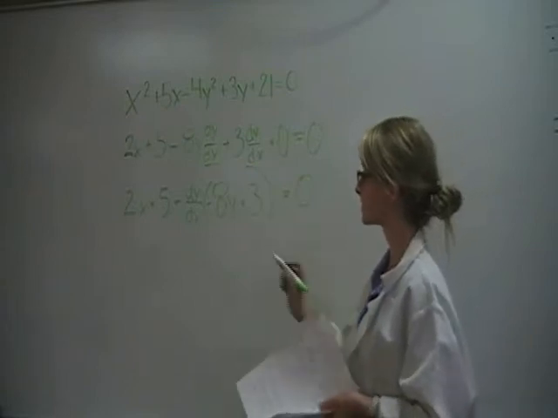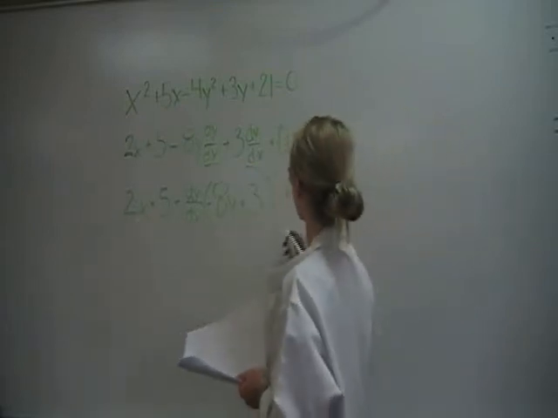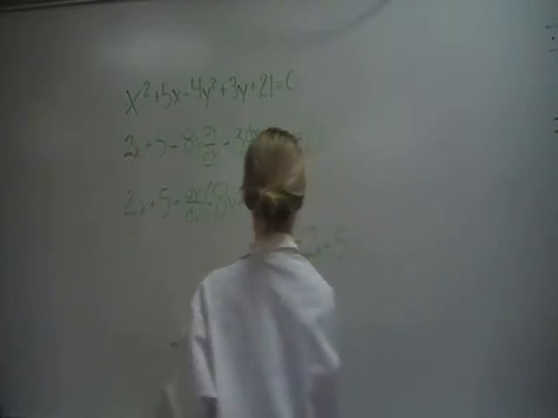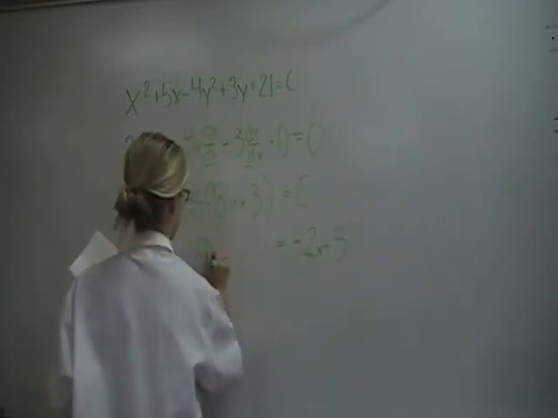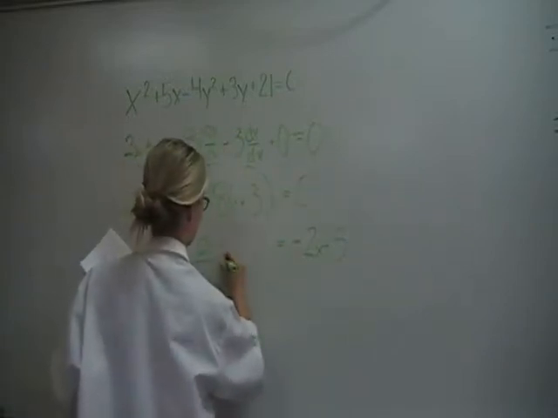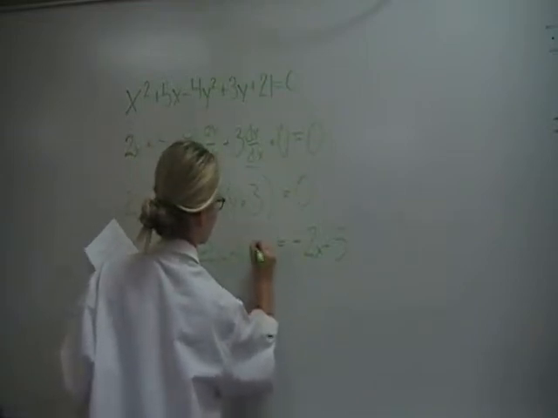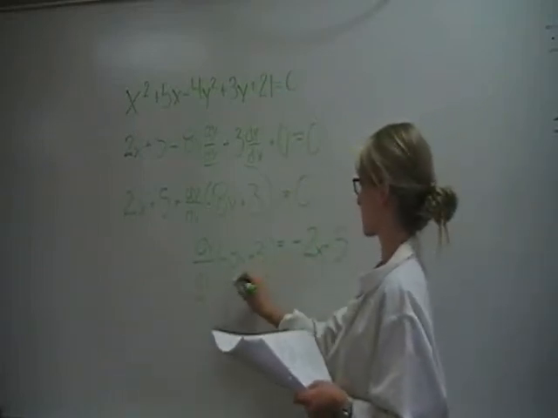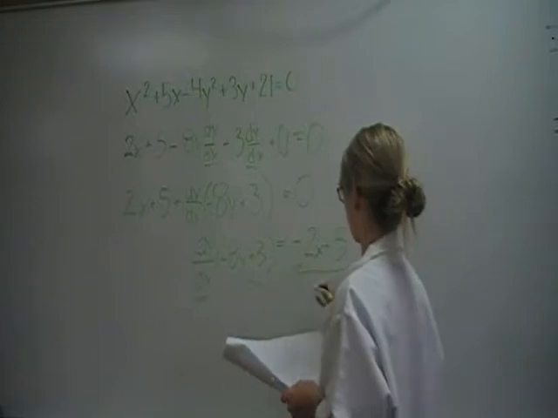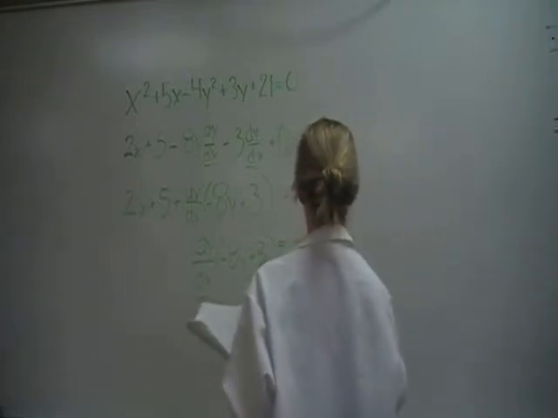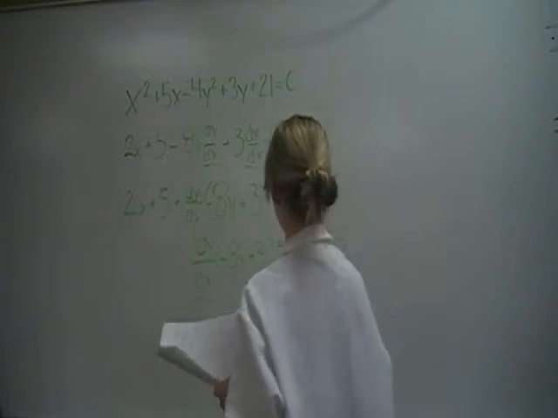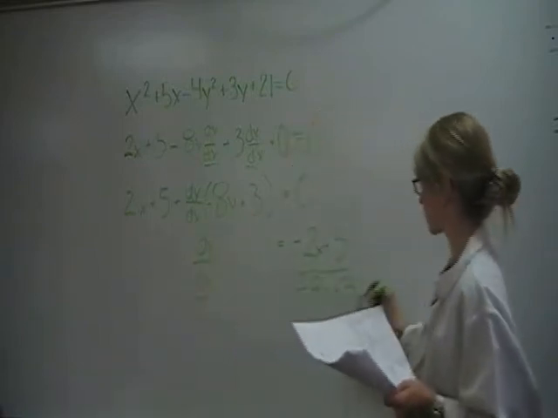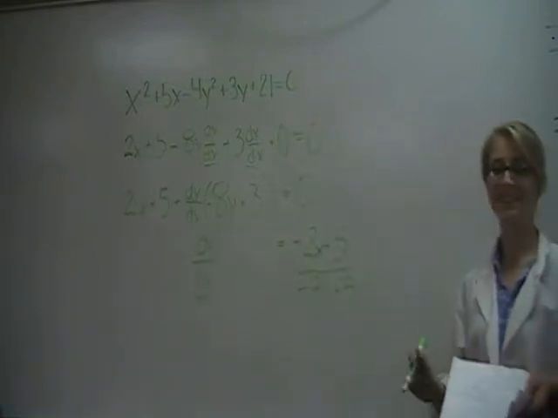Further isolate dy/dx by subtracting the quantity 2x plus 5. Solve for dy/dx by dividing both sides by negative 8y plus 3. You found dy/dx. Now moving on to the next portion.